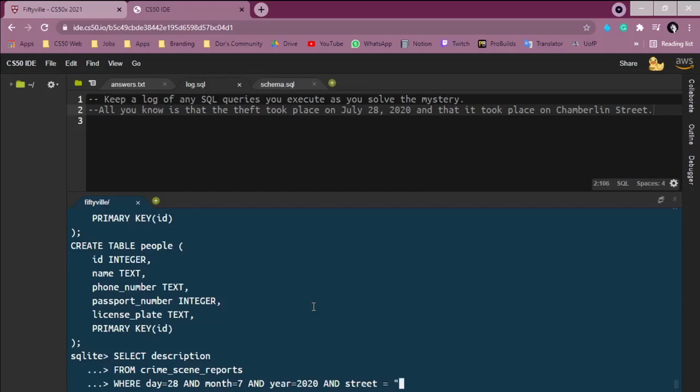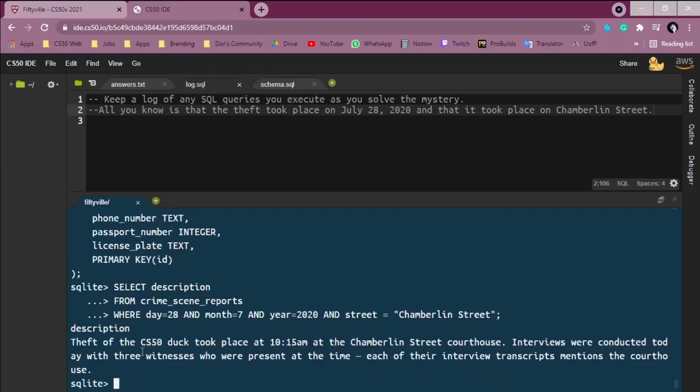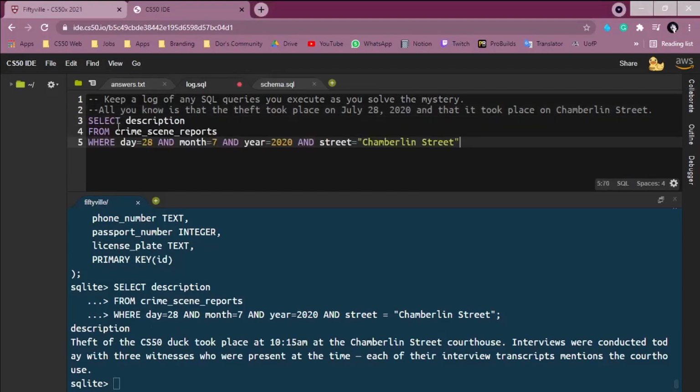equals to, why are we going to use equals? Because we know the exact word that we're looking for. So it's Chamberlain Street. And when we do this, we're going to receive a description here. So we're going to work with this description. Then you can copy this part, so we know this is working. We're going to copy this part here, and we're going to pass this in our log.sql.